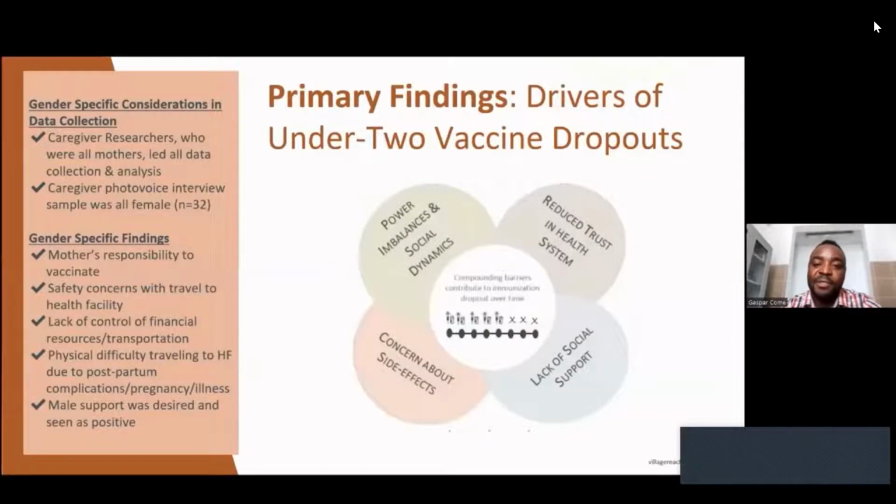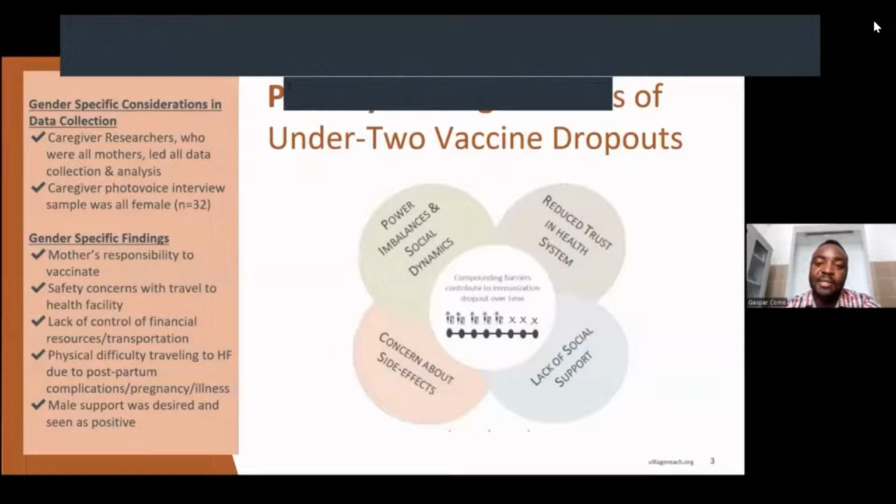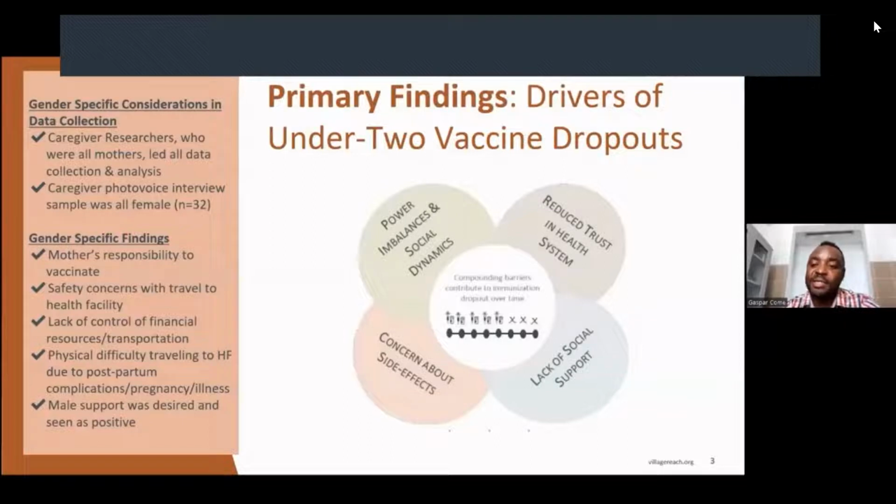So over the first phase, we had some findings which we identified while attempting to understand why children under two are not completing their immunization schedule. Some of these findings were that there was reduced trust in the health system. There was also power imbalance in social dynamics, lack of social support, and concern about side effects. But overall, we also understood that the compound of these barriers contributed highly to immunization dropouts.